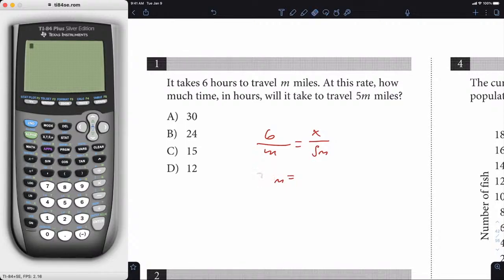Actually no, I'm not going to do that. There's no real point to do that. So we want to know how long it'll take to travel 5m miles. We can just multiply by 5 over 5 here, and that'll give us 30 over 5m, so it's 30.